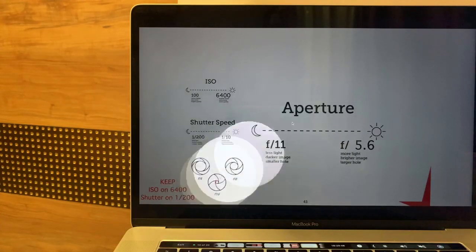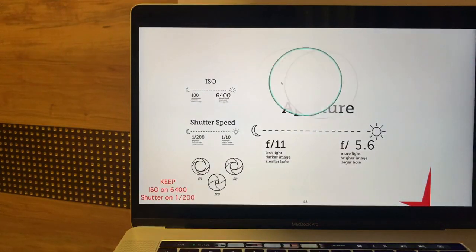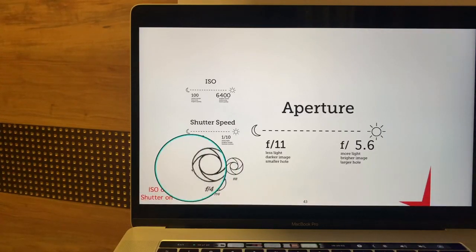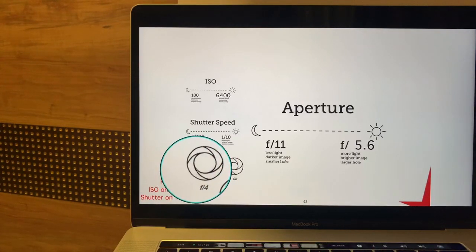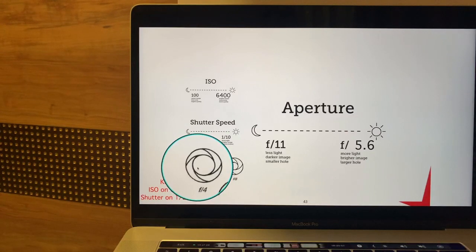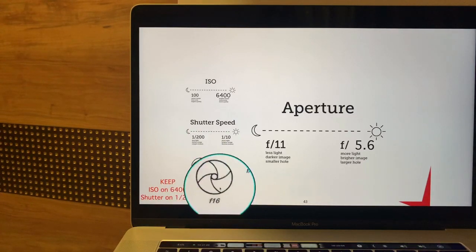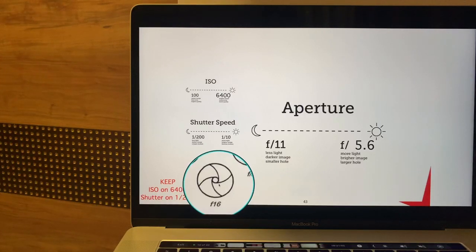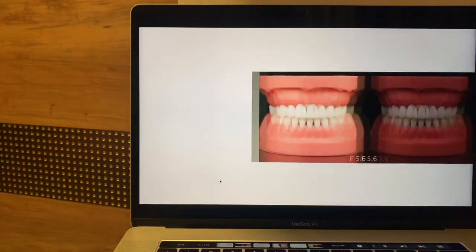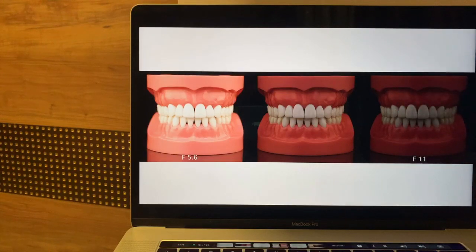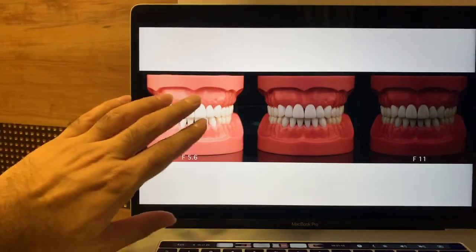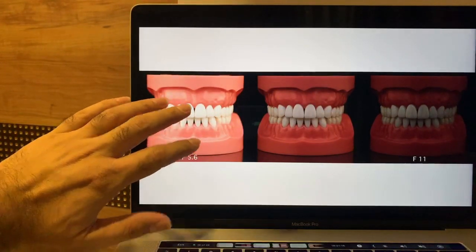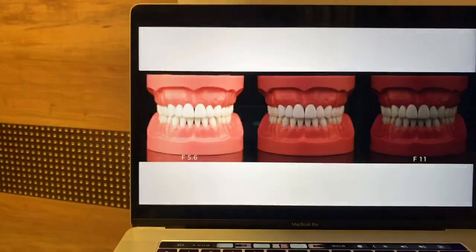You can have a look at this diagram so that you remember. You can appreciate over here. At f4, the hole is bigger, so more light will enter and the image will be brighter. f16, comparatively, the hole is smaller, less light will enter and the image will be darker. This is what the results would look like. f5.6, image is brighter, f11, image is darker. Obviously at f5.6, the depth of field is shallow, so behind there will be blurring, and at f11, everything will be sharp.